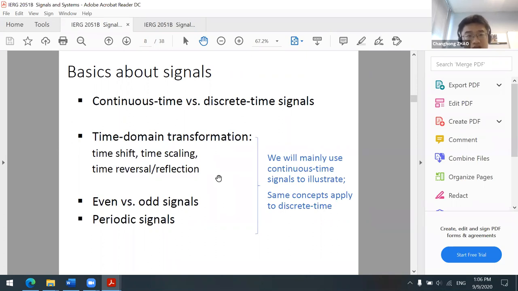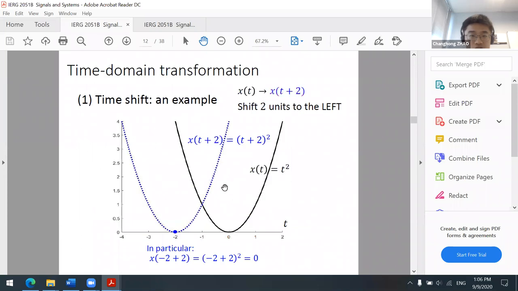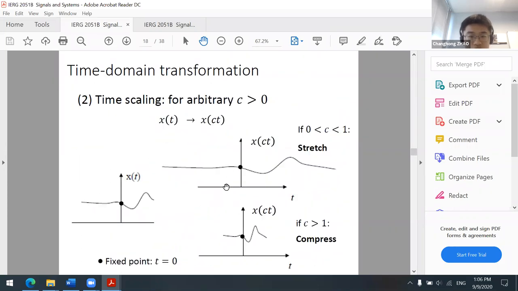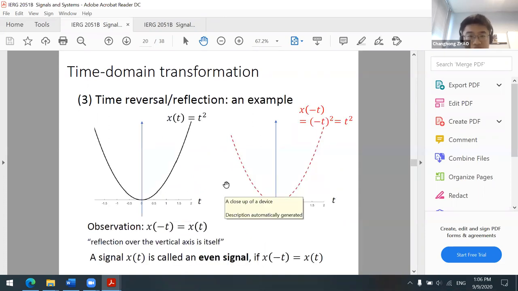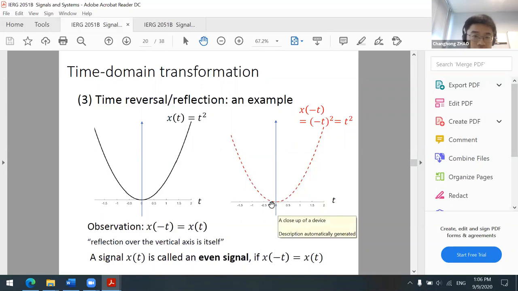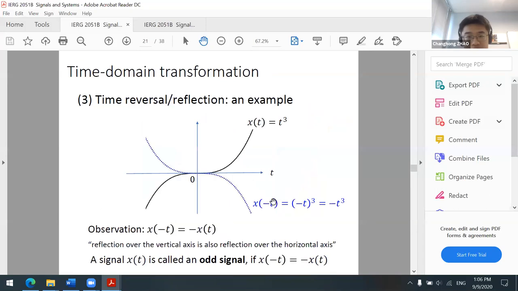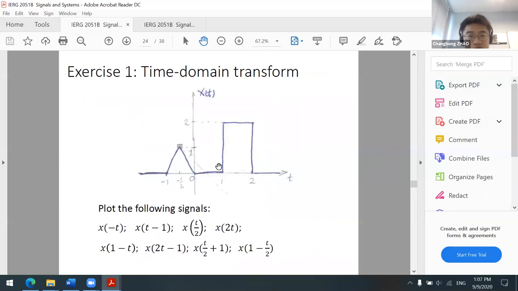We introduced definitions of continuous time and discrete time signals. Both are important. We used the continuous time signal to illustrate some basic transformations of signals in the time domain, including time shift, time scaling, time reversal, and reflection. From the time reversal reflection, we introduced the concept of even and odd signals. An even signal is symmetric along the vertical axis, or does not change if we reflect it. An odd signal is anti-symmetric: if we reflect it over time, it is also flipped upside down.